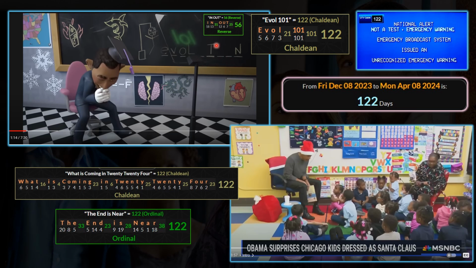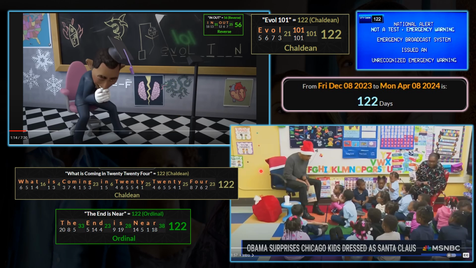And I thought it was interesting that the IOU, when you fill this in, gives us the anagram in and out. And in and out in reverse English, which is just A is 26 and Z is 1. Interestingly enough, in and out sums to 56, matching Barack Hussein Obama II's full name in Chaldean of 56.